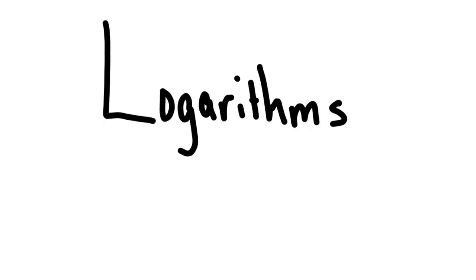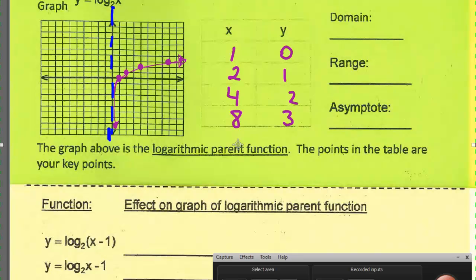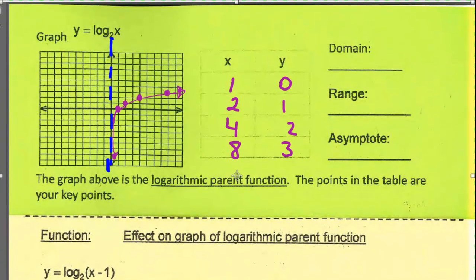We begin our next unit on logarithms. Let's start with the graph of y equals log base 2 of x. This is the logarithmic parent function. The key points to this parent function are (1, 0), (2, 1), (4, 2), and (8, 3).